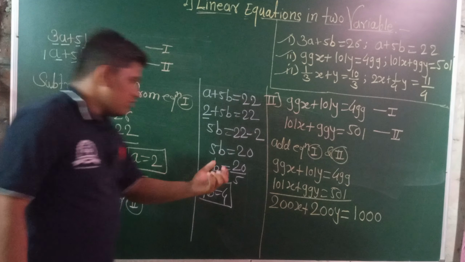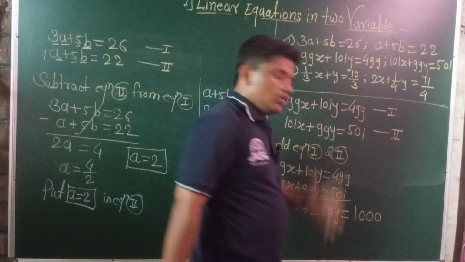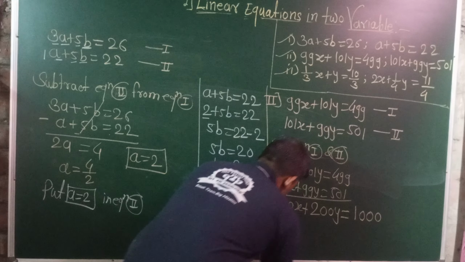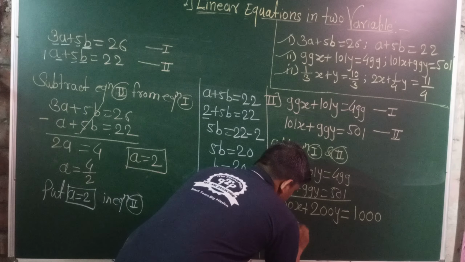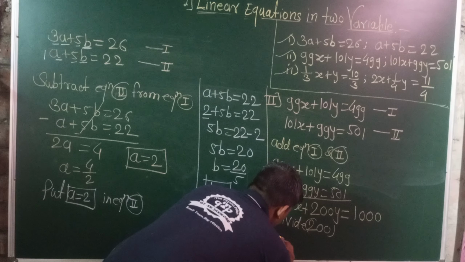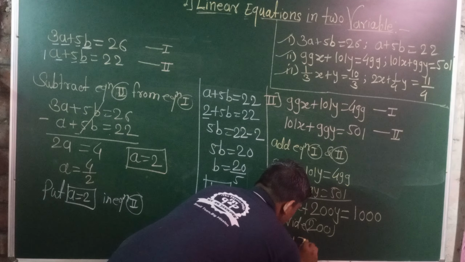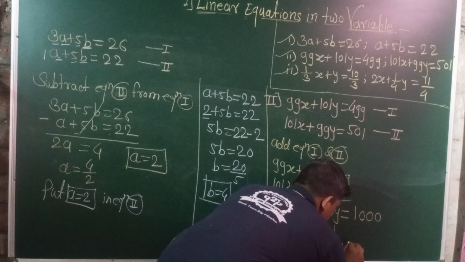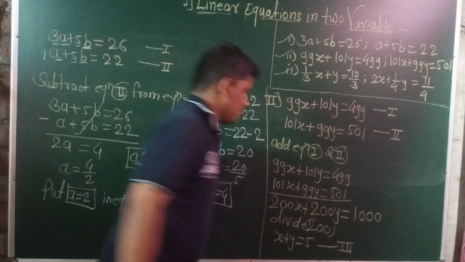Then all these coefficients, 200, 200 and 1000, are divisible by a single value. That means divide by 200. That means x plus y equal to 5. This is equation number 3.